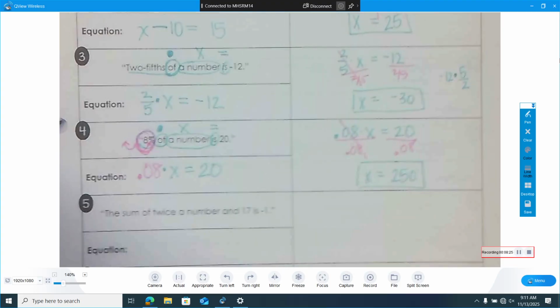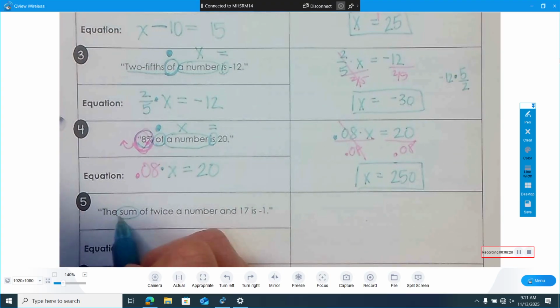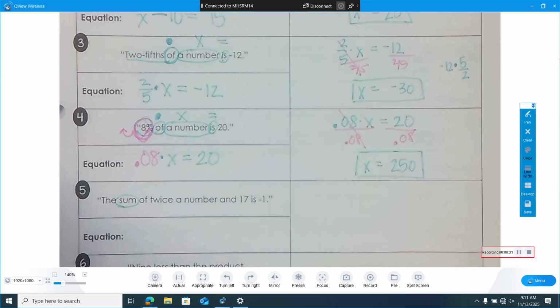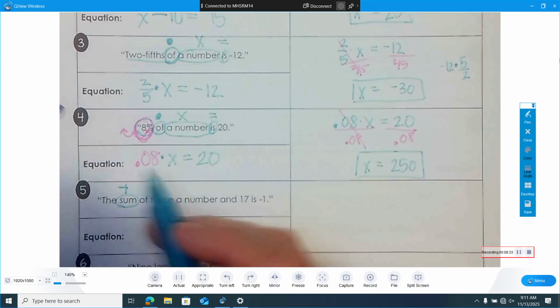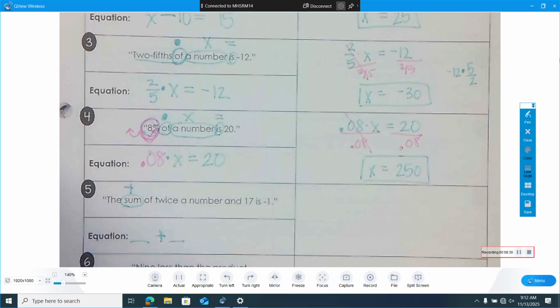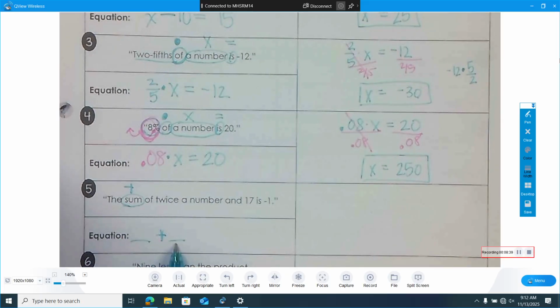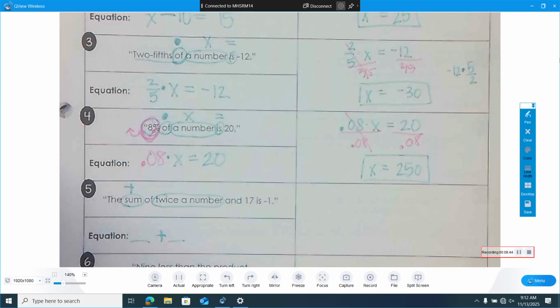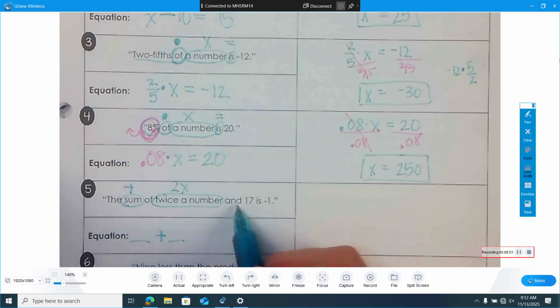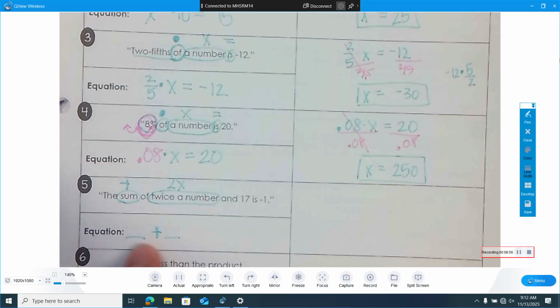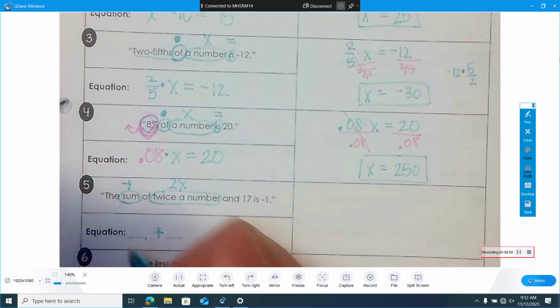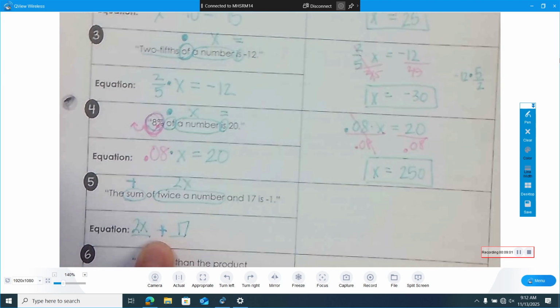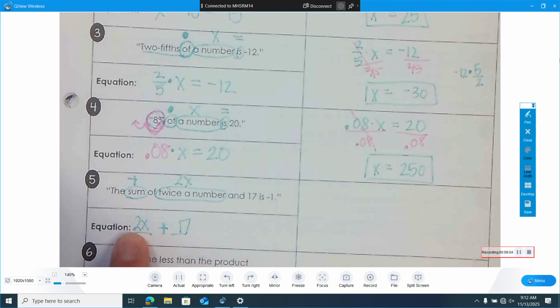All right. Let's see. The sum of. What does that mean? Plus, addition. Very good. When we're summing things, we have to have the sum of two things, so we have to have something plus something. What do we do for twice a number? 2x. Very good. So this is the sum of twice a number and 17. What goes in my blank spaces that I'm summing up? 2x and 17.